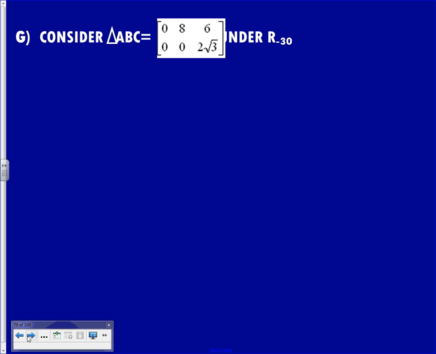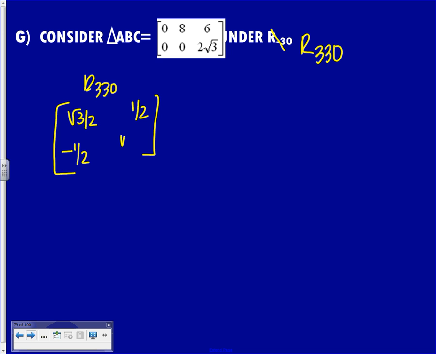Okay, kind of like what we talked about with other rotations, make that positive. So -30 is a positive 330. So the first thing I want to do is write down the matrix for a rotation of 330. The cosine there is the square root of 3 over 2, and the sine is -1/2, which means the opposite of that is +1/2, and then I'll have the square root of 3 over 2.